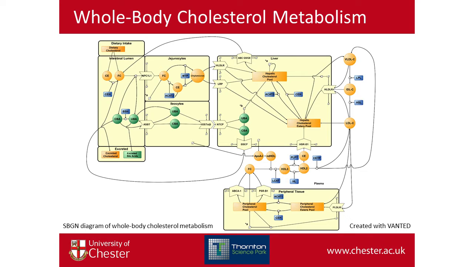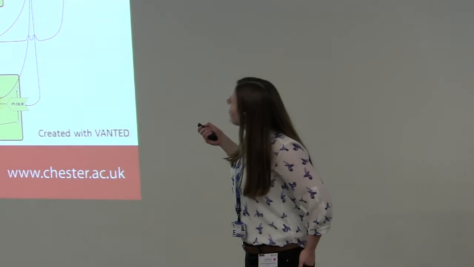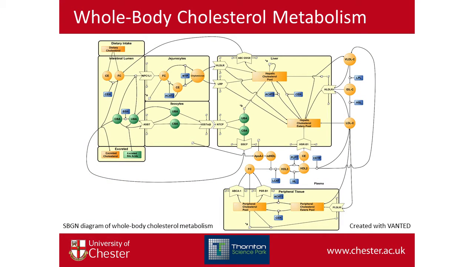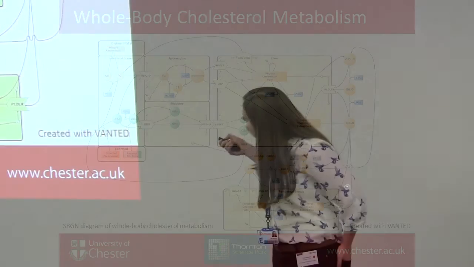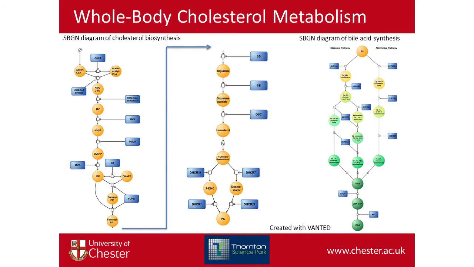We also included cholesterol biosynthesis, but it's too big to get on this diagram. So this A here in the liver, in the intestine, and in the peripheral tissue, that represents cholesterol biosynthesis, which has had to be put into a different SBGN diagram. And this little B here is our process of bile acid synthesis, which are on separate SBGNs.